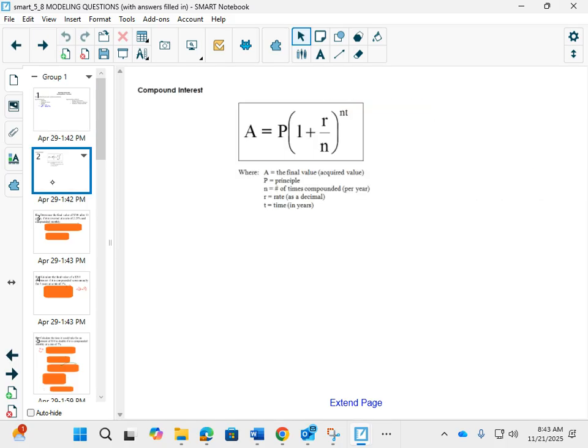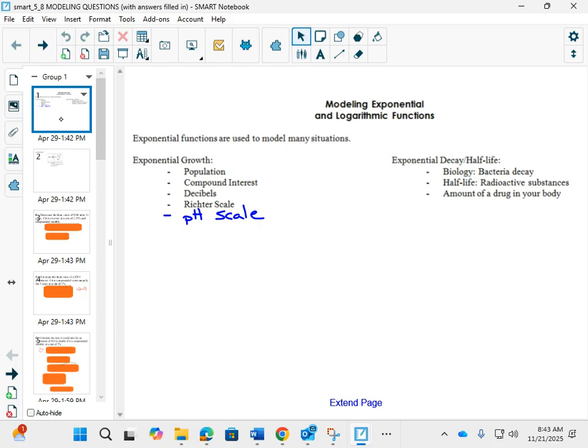So the first formula that we're going to look at is compound interest. And the nice thing about all of these situations is all of them have formulas. And if they put every single formula on your formula sheet, then you would have to memorize 10 formulas and what everything stood for in each of those formulas.